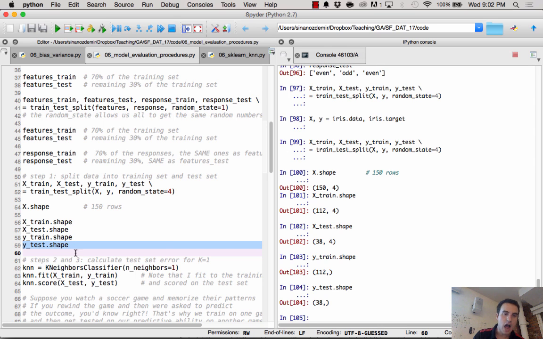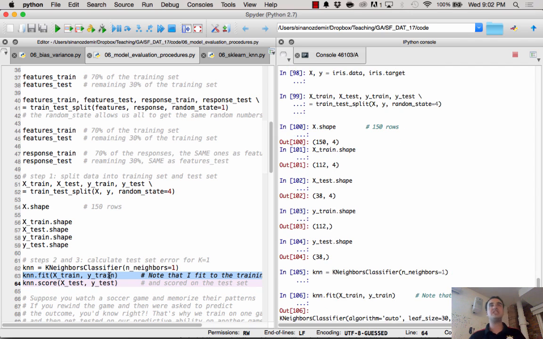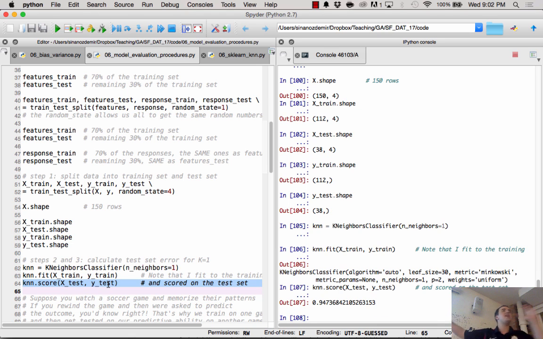Now, I'm going to take my KNN of neighbors 1, that thing that got 100% last time. I'm going to fit it to my training data. So at line 63, I fit it to my training, and then I score it on the test. And now look, I fit it to the training, I scored it on the test, and it no longer overfit itself. Now we're seeing a more accurate 94.7% accurate.